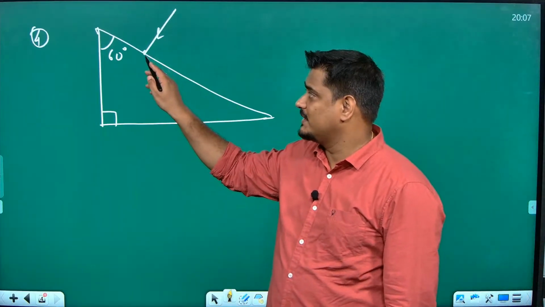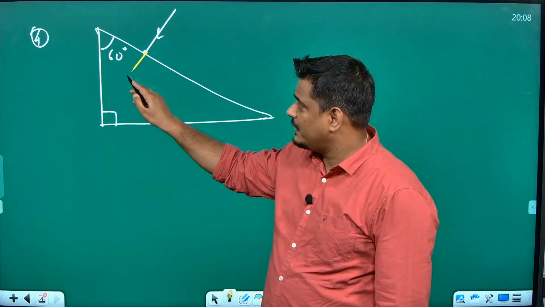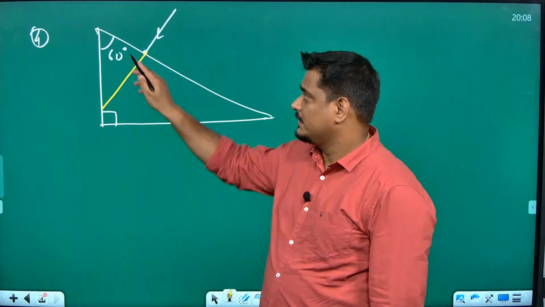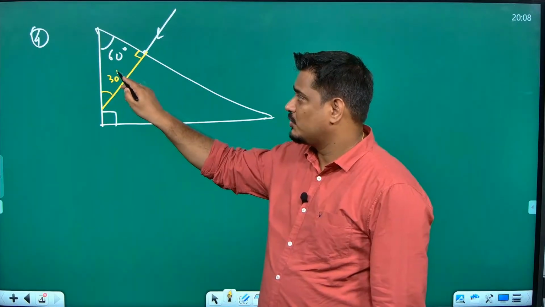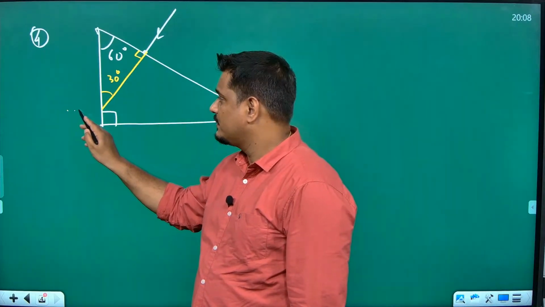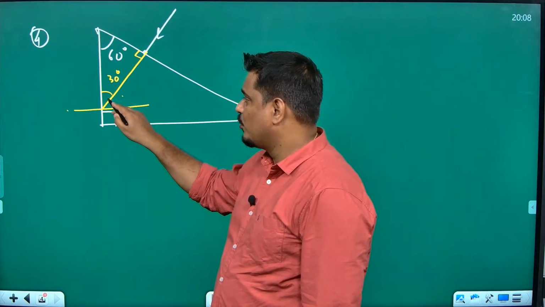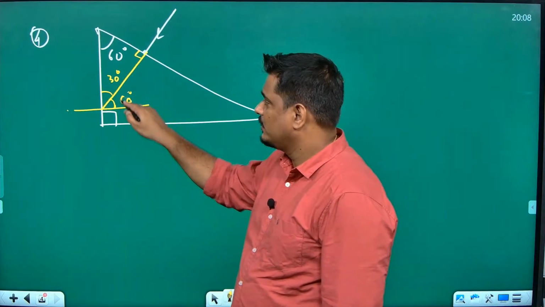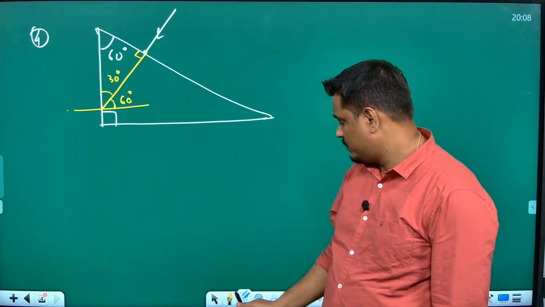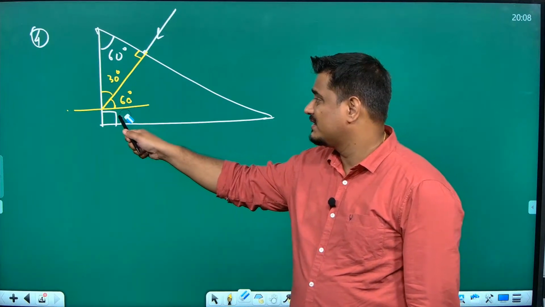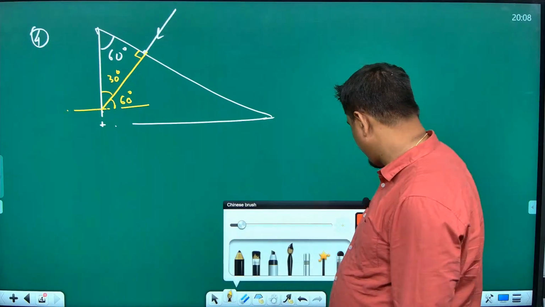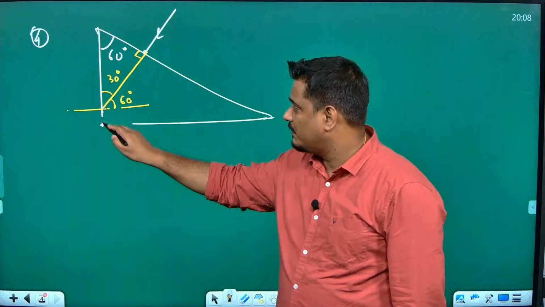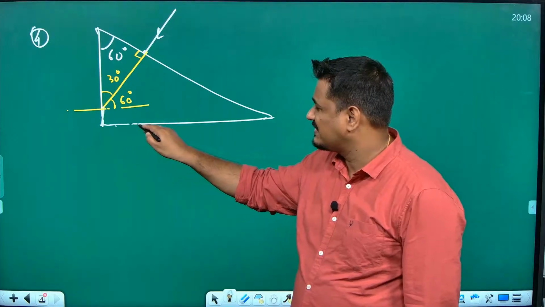Once again, normal incidence, it will come straight inside, it will hit here. 60, 90, it will be 30. So, angle of incidence will be 60. 60 is more than 42 or less than 42? What will happen? It will undergo what? Total internal reflection, obviously. I will draw it once again like this.